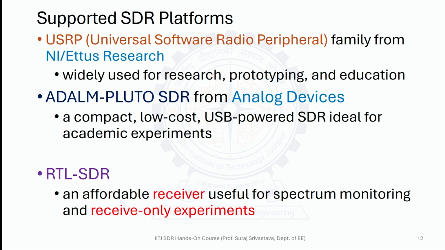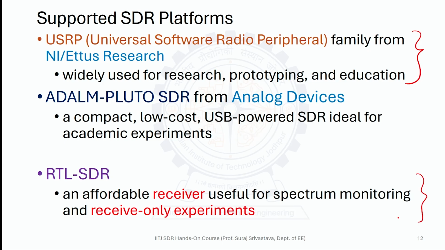Now when we work in the MATLAB Simulink environment, there are some SDRs which are highly supported by MathWorks. One is the USRP, which stands for Universal Software Radio Peripheral. This is a family from NI, Ettus Research, and it is widely used for research, prototyping and education. This is one set of software defined radios. Many of you, if you go to your communication systems lab, will see some of these. Another class is the ADALM-Pluto SDR from Analog Devices, which is a very compact, low cost and USB powered SDR, ideal for academic experiments.